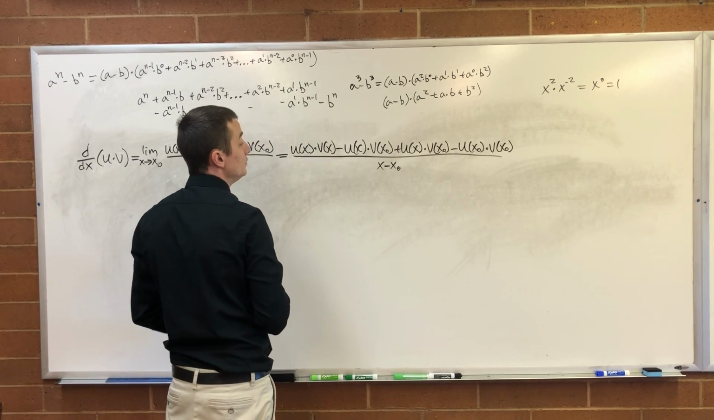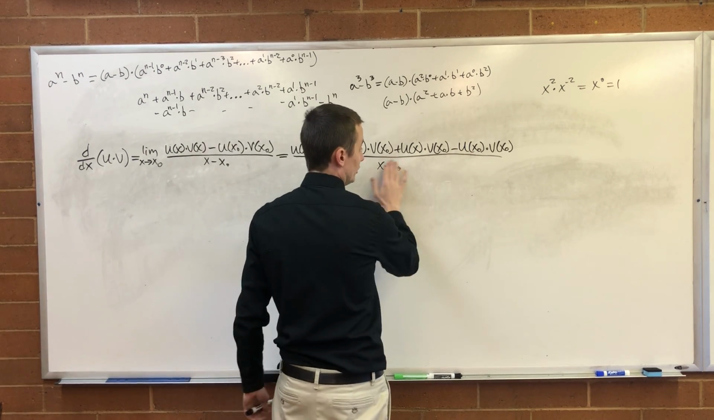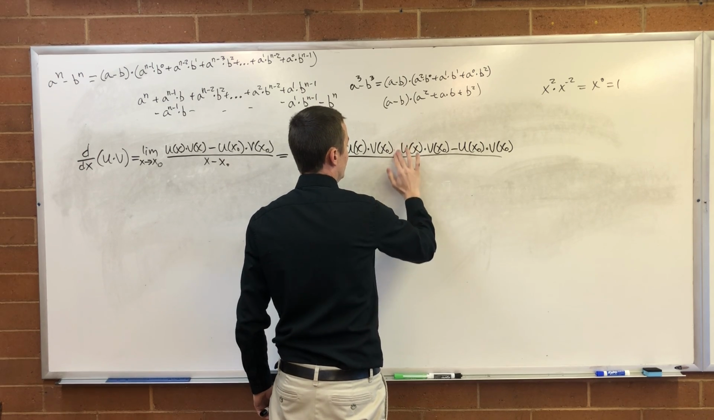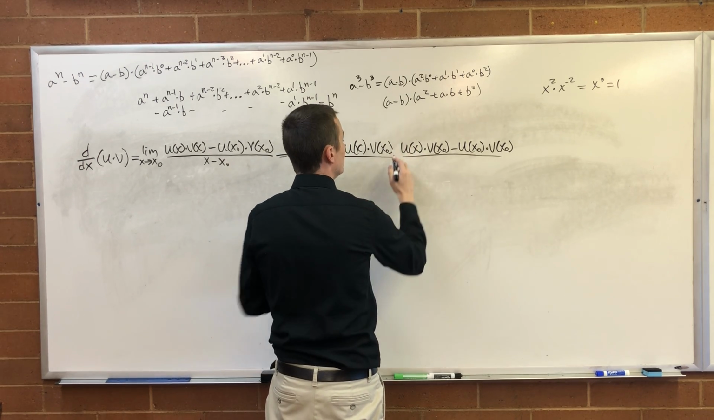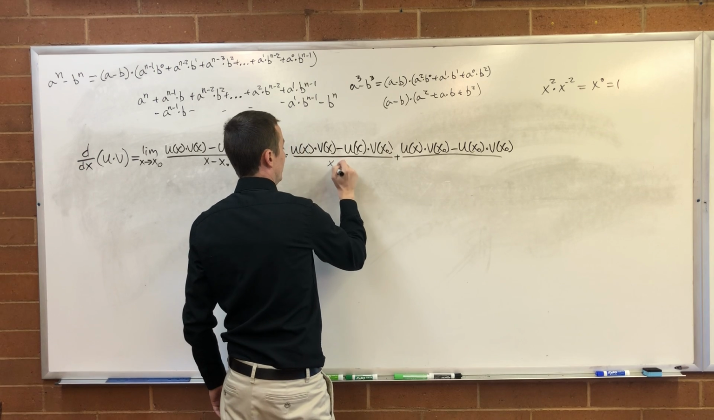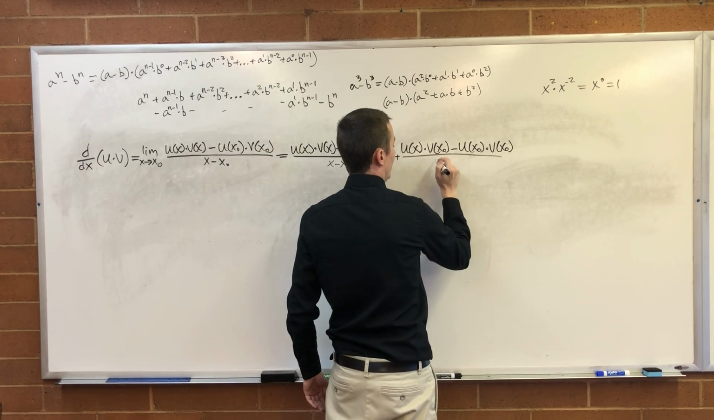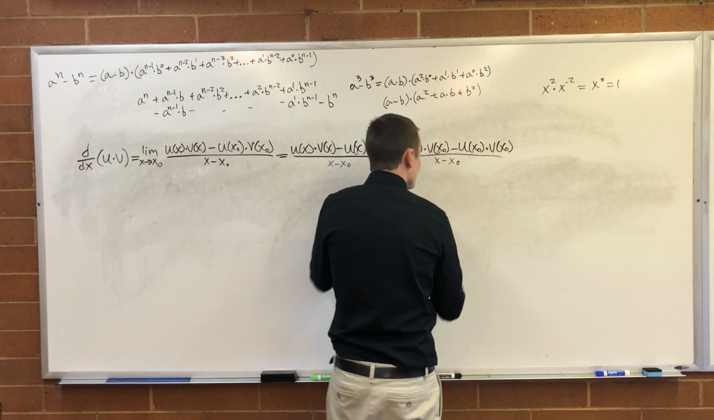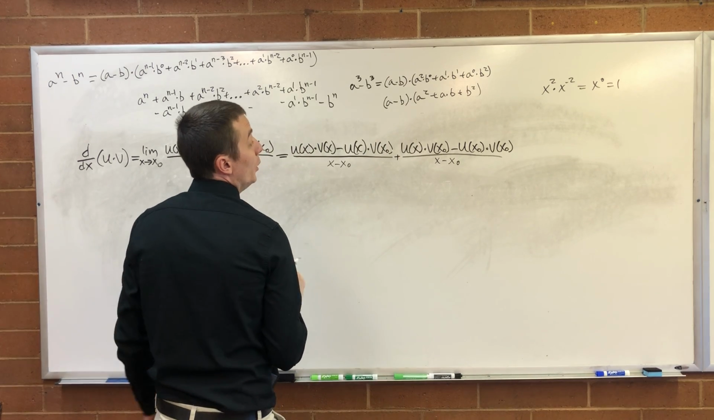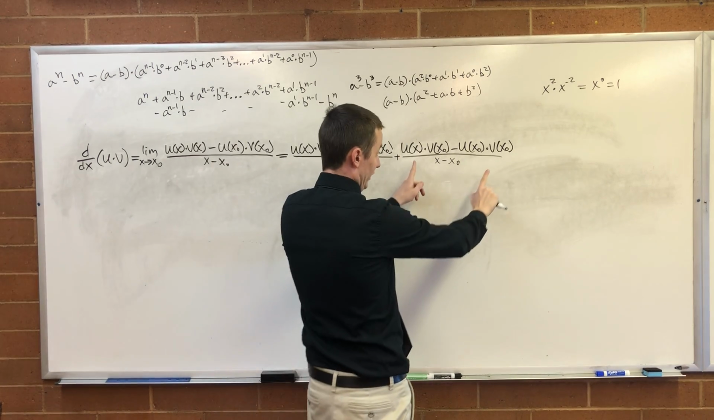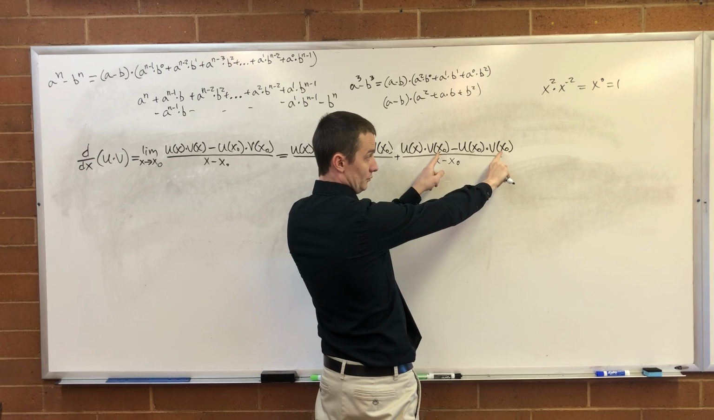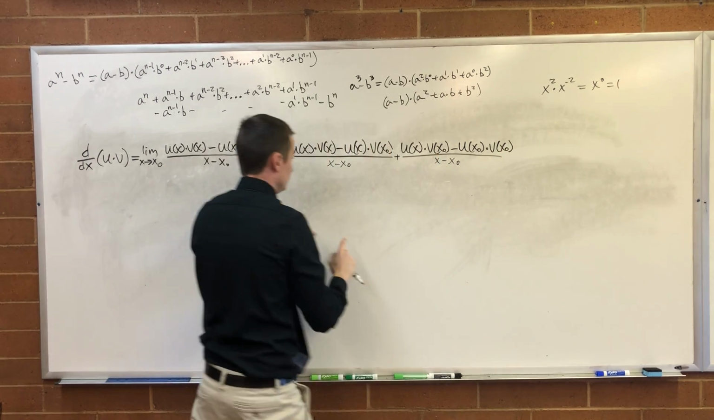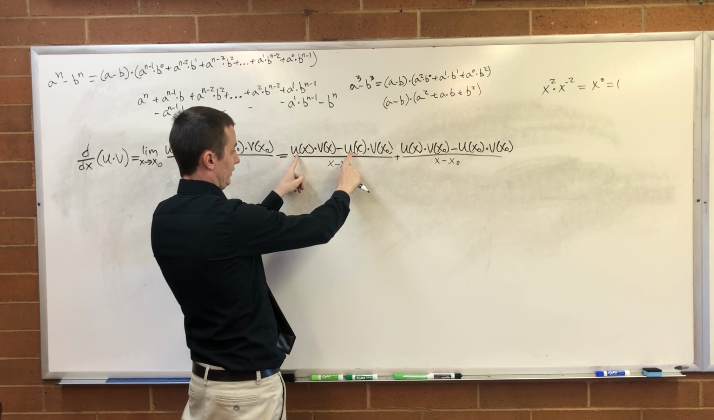So now, I'm actually going to split this into 2 fractions. I'll move this plus down. So x minus x naught, and x minus x naught. And then, over here, I'm going to factor v of x naught out. And over here, I'm going to factor u of x out.